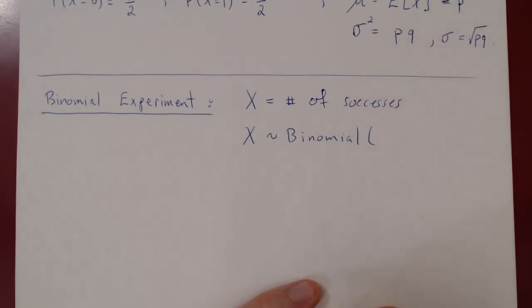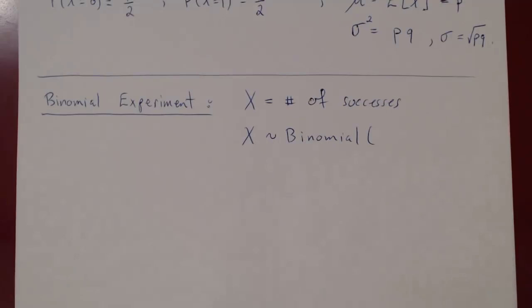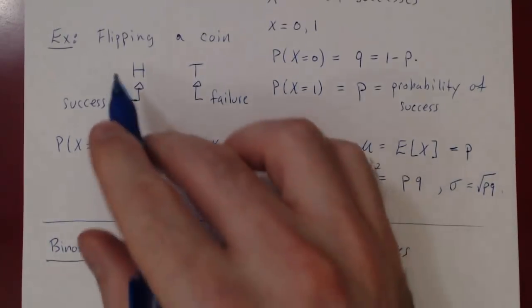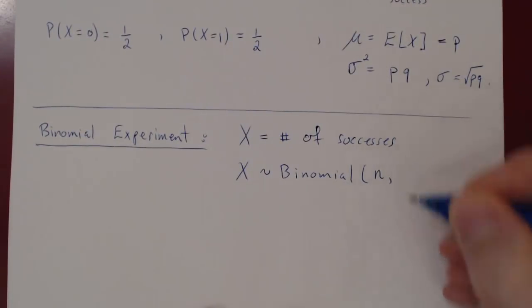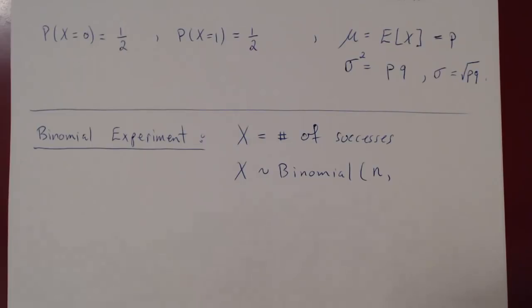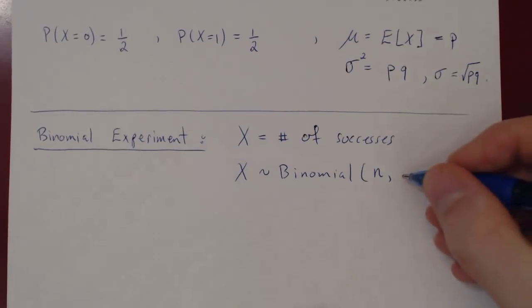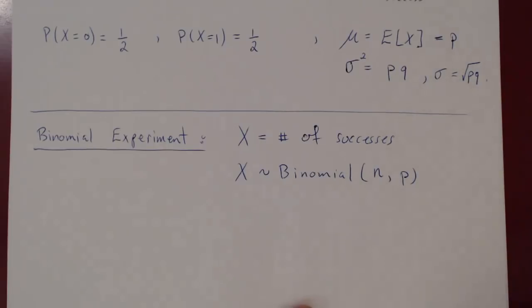And here there are two parameters. We have to specify how many times we perform the experiment. So in this case, how many times do we flip a coin? Suppose we flip the coin n times. And we also have to specify for each trial what is the probability of success, hence p.